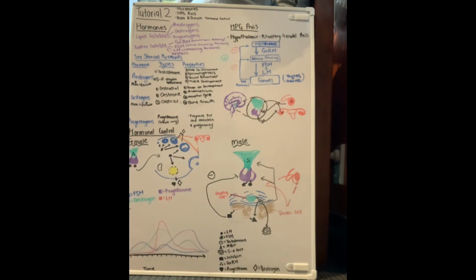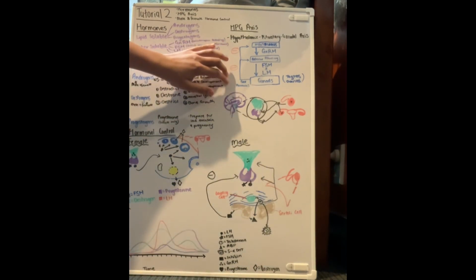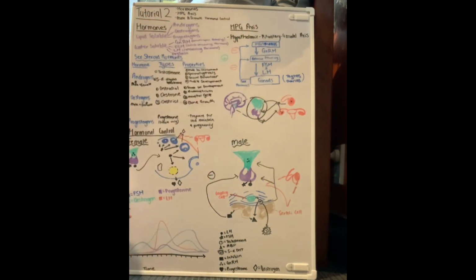Everything in this hormonal control comes back to this HPG axis. So it's like a negative feedback loop, except for in the females where it can turn to a positive, depending on what stage of cycle, because the brain knows, okay, we need to get that corpus luteum so that we can make a baby, because the brain's smart and it knows what to do.